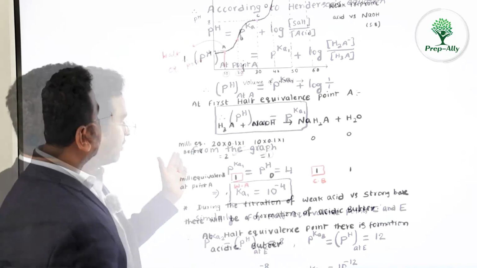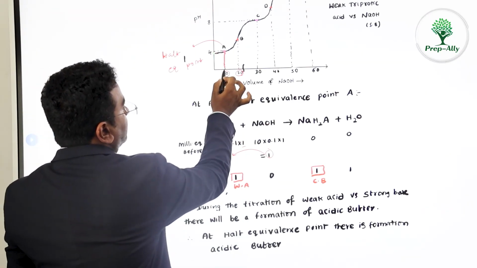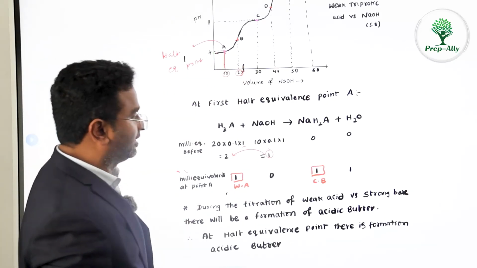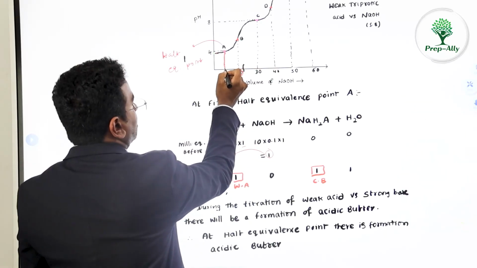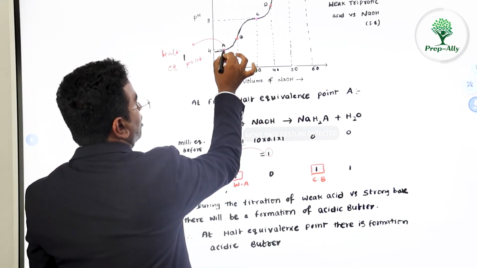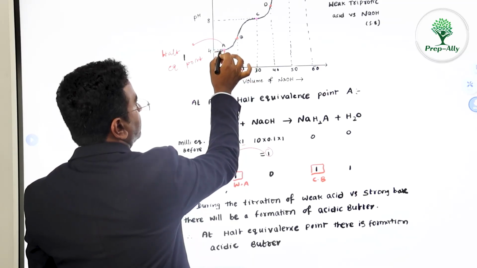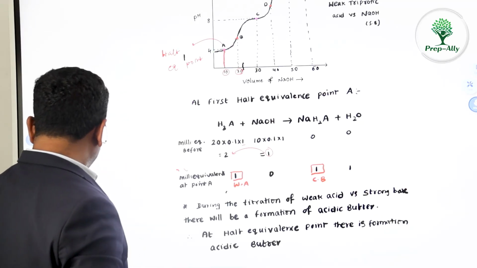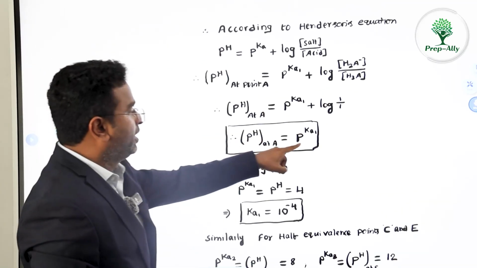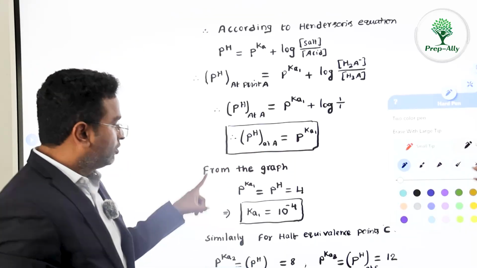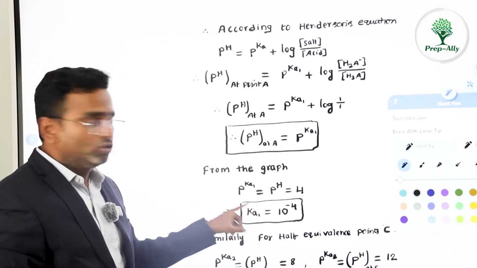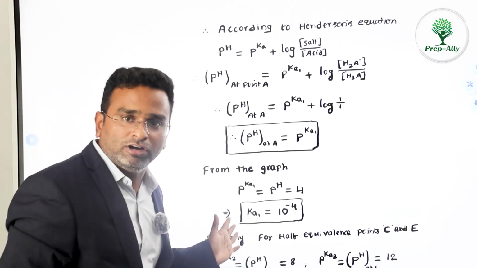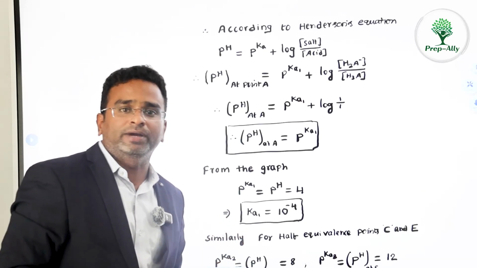Right? And then from the graph, at this half equivalence point, take this 10 ml, this is the half equivalence point, right? Then you draw one vertical line and from there you take the corresponding pH. That pH is equal to your pKa1. Means from the graph you can conclude pKa1 is equal to pH, that is 4. If pKa1 is equal to 4, then Ka1 is equal to 10 power minus 4.